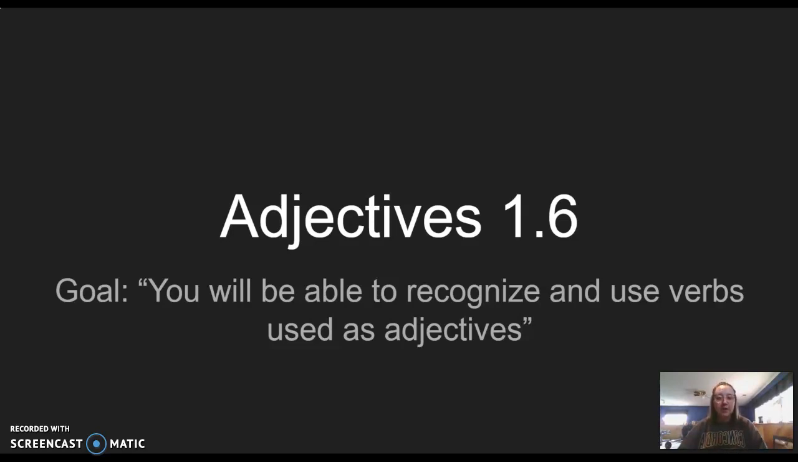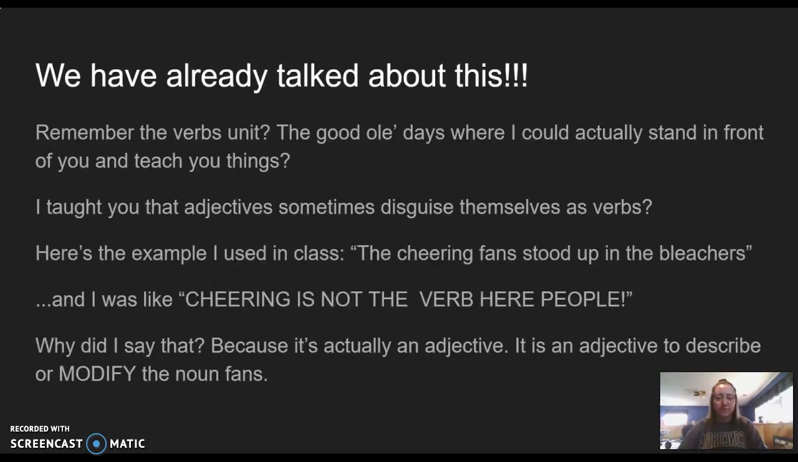So today we are doing Adjectives 1.6. It's a fairly short video just because it's not a huge concept. The goal is just to be able to recognize and use verbs when they are used as adjectives. So same trend as before, part of speech being used as an adjective. So we have actually already talked about this.